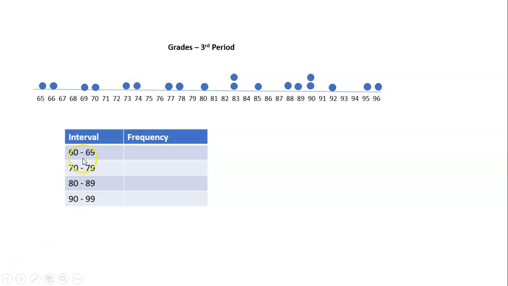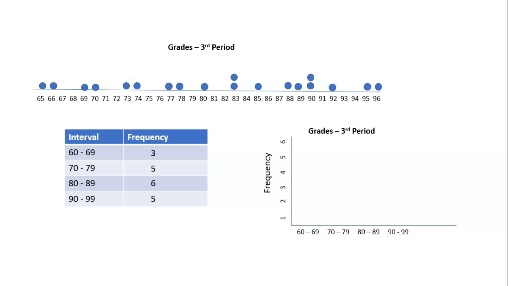So all we have to do is count the ones in the 60s, 1, 2, 3. Count the ones in the 70s, 1, 2, 3, 4, 5. The 80s, 1, 2, 3, 4, 5, 6 in the 80s. And the 90s, 1, 2, 3, 4, 5. So now we've got our frequency table, and it's easy to turn that into a histogram.